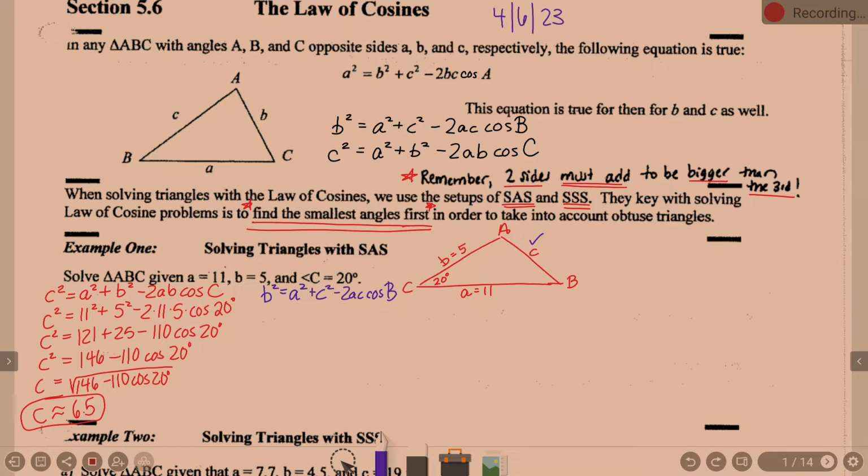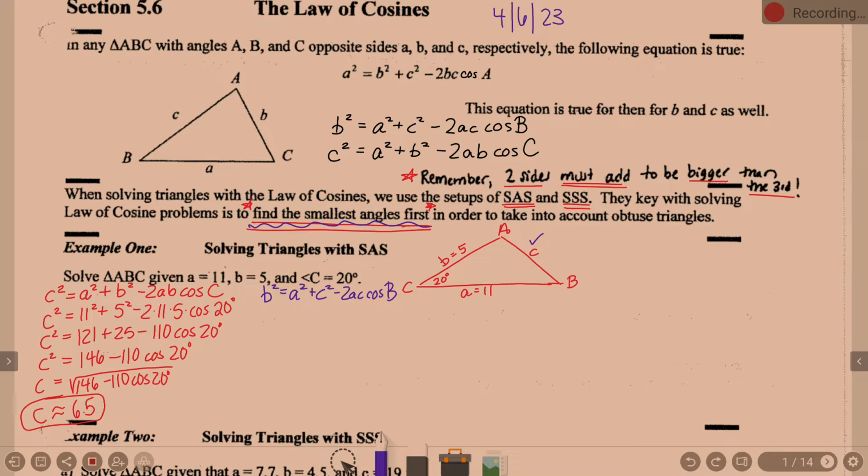Angle A is going to be bigger, very possibly obtuse. We don't officially know that yet, but there's a chance angle A is going to be our biggest angle, so it might be obtuse. Remember what I said yesterday? We need to find the smallest angle first. Don't take the risk of doing otherwise.